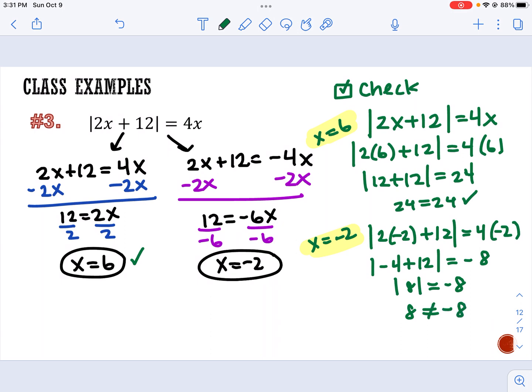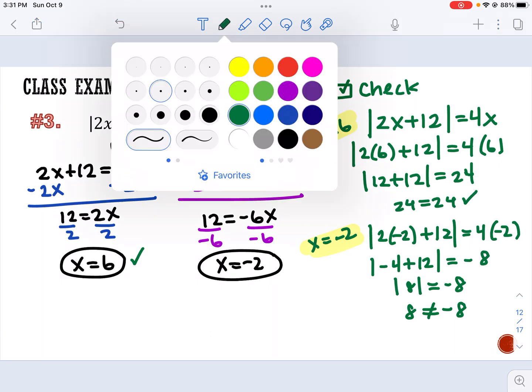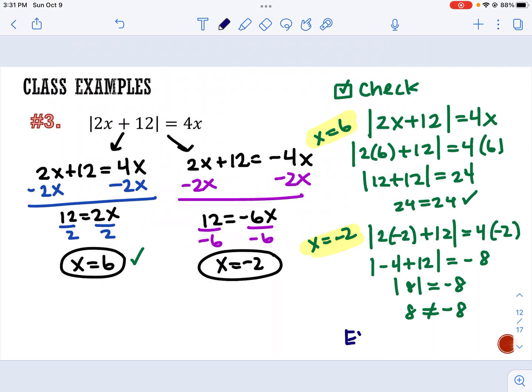Okay? So in this case, this is what we call an extraneous solution. And I'm actually going to write this here. All I'm going to write is this is extraneous. In your notes, you might want to add in this is extraneous because it does not satisfy the equation.